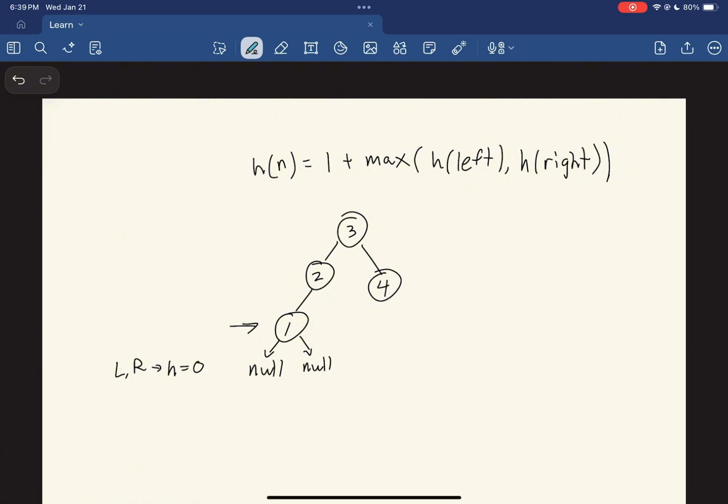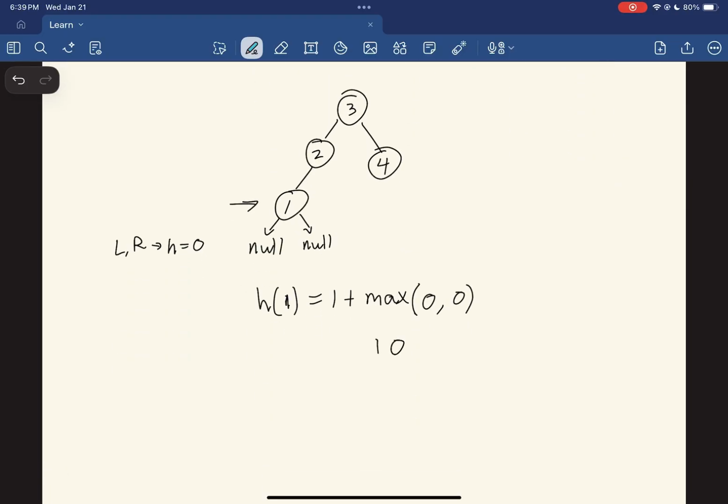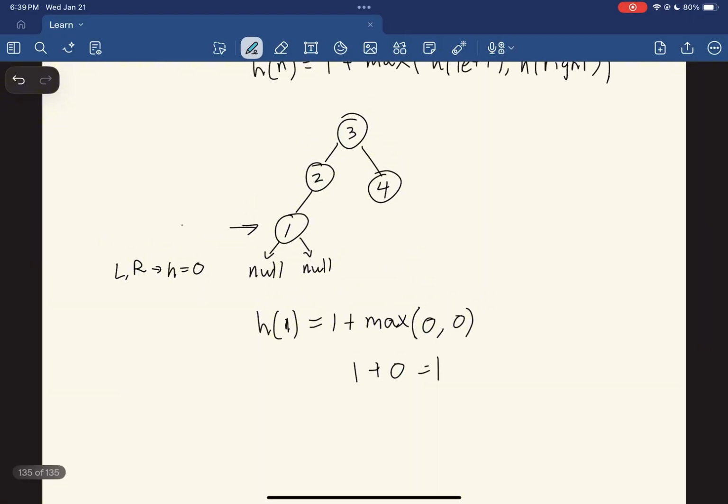Okay, so what's the height left for node 1? So node 1 equals 1 plus max. The height of left is null. Null means the height is 0, so it's 0 here. Same thing with the right side, 0 here. And the max between 0 and 0 is still 0, but 1 plus 0 is going to be 1. That means this node over here has the height of 1.